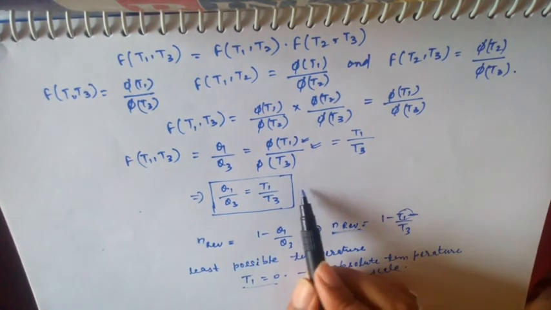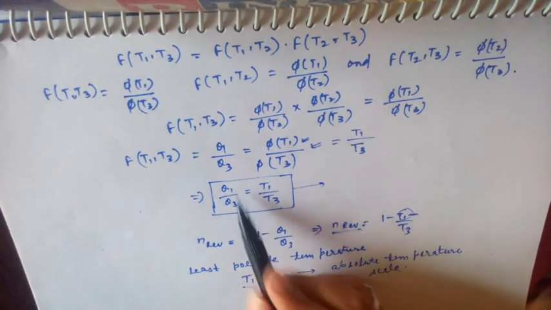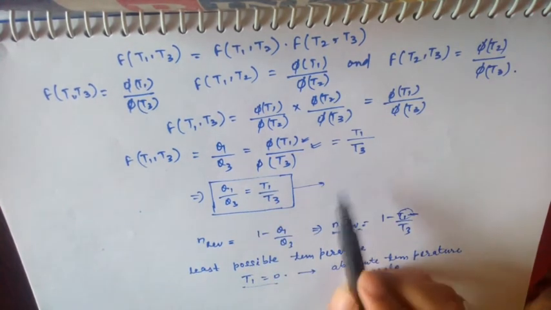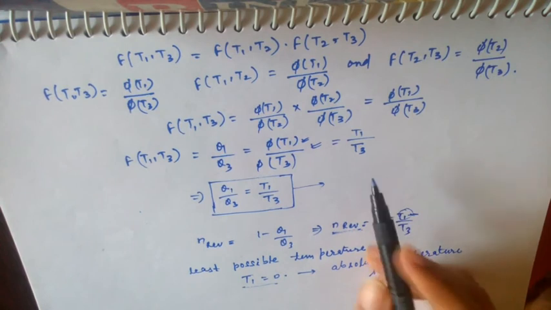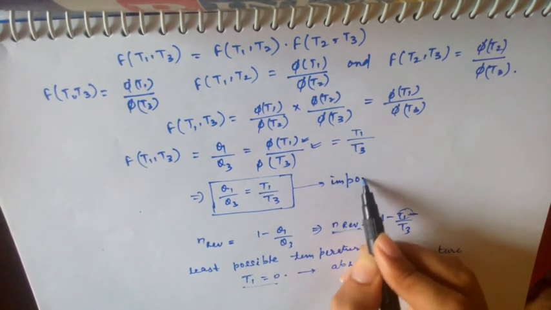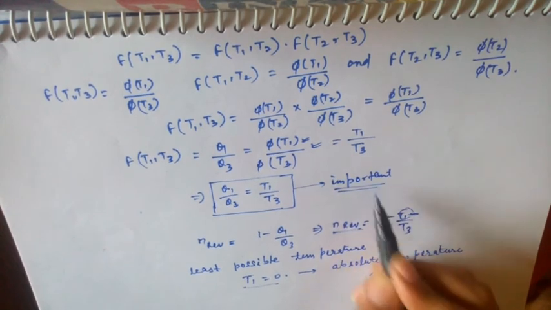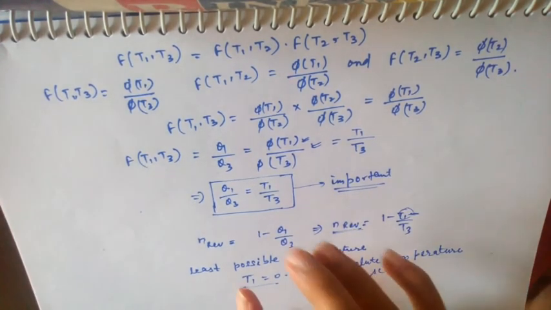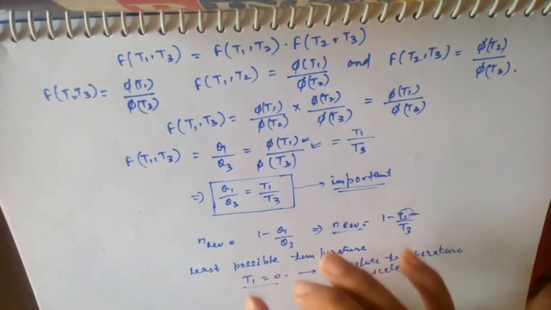So our purpose is to derive this formula, that is Q1 upon Q3 is equal to T1 upon T3, which we will be using in further efficiency questions. So this is important that we have to remember. So we have derived the thermodynamic temperature scale, and this can be used.